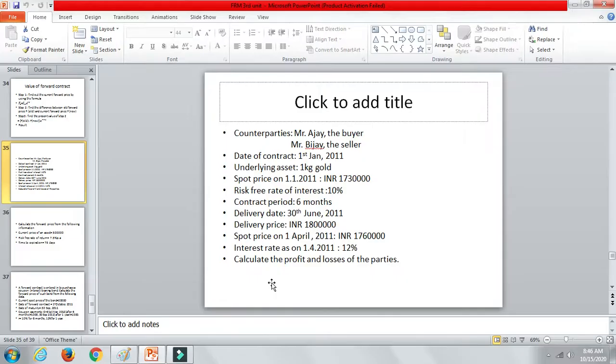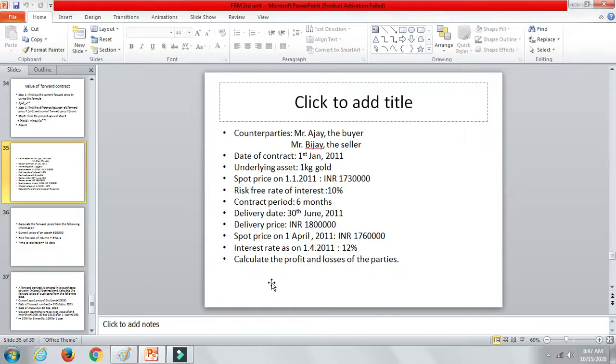Date of contract is 1st January 2011. So here they have entered into the contract on 1st January 2011. The underlying asset is for buying and selling of gold, 1 kg of gold. The spot price on 1/1/2011 is rupees 17 lakhs 30,000.